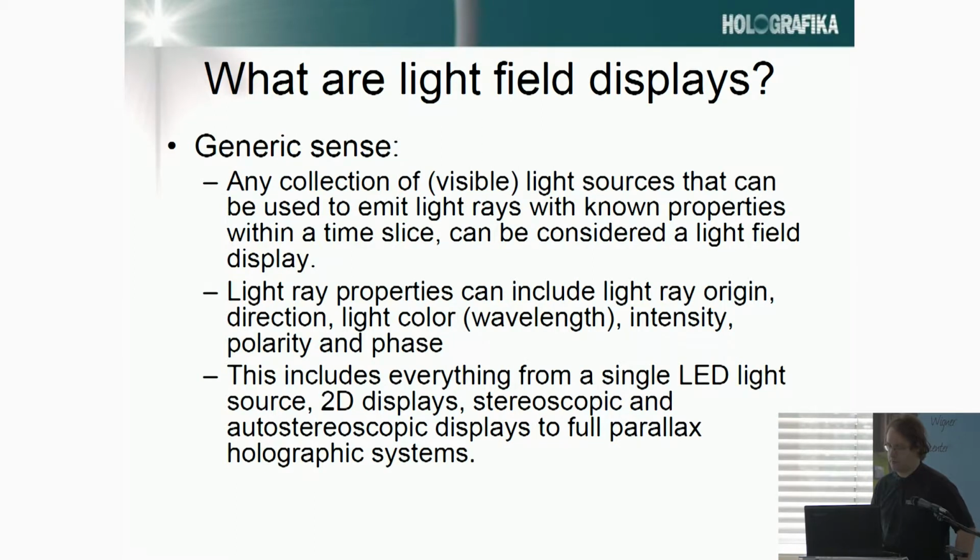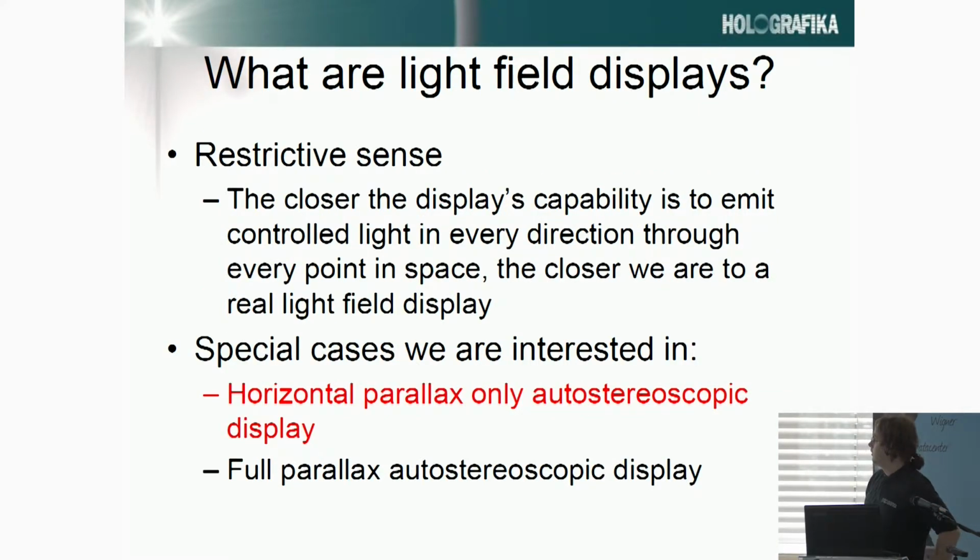This generic sense of light field includes pretty much everything that you can imagine, from a single LED light source through 2D displays, stereoscopy, photostereoscopy, and of course the holy grail, full parallax holographic systems. We would like to restrict this a bit because, unfortunately, it is unfeasible to build a full light field display. As I've already told you, we would like to discretize this and get rid of everything that the human eye can't see because we are not building stuff for robots yet.